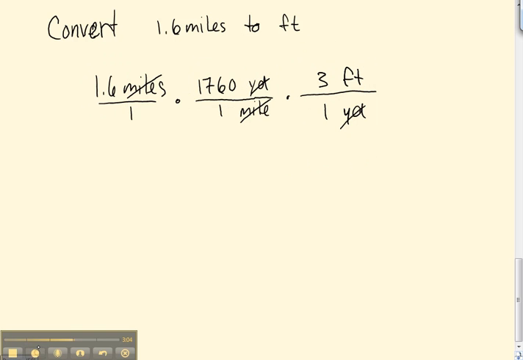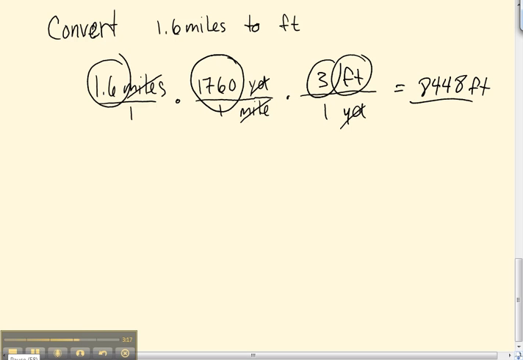Whereas if I do it correctly, then the units work out quite nicely. Everything cancels out except for feet. And so I go 1.6 times 1760 times 3, and that would be my answer. So then I'm going to give you one of these to try on your own, and I think that'll wrap it up for us today.